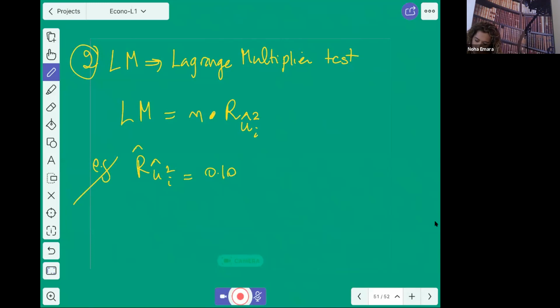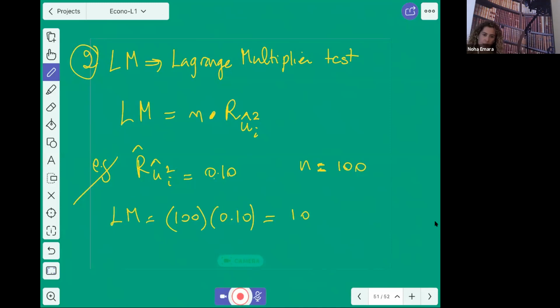So suppose N is equal to anything. Let me make any number, okay, 100 people. So the LM is going to be this 100 times 0.10, so it's going to be equal to 10. So the LM is equal to 10.